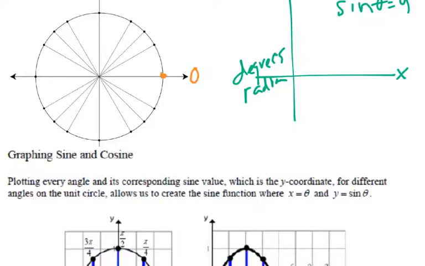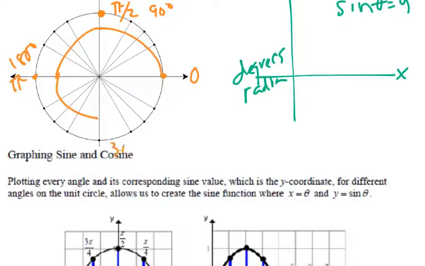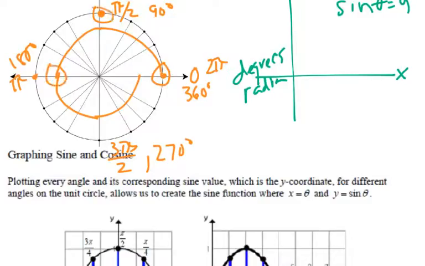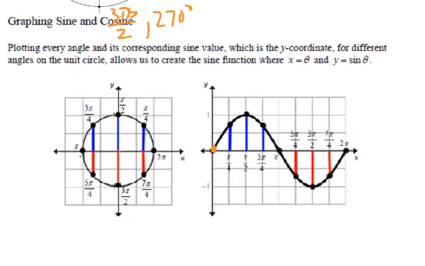So if we start here, this is 0. I go up to the halfway, or I guess a quarter of the way. That's like 90 degrees, or pi over 2. We go half a circle, that's 180, or pi. Down 3/4, that's 3 pi over 2, or 270 degrees. And then back to 360, or 2 pi. So 1, 2, 3, 4, 5. Those are the 5 main points you want to use when you're graphing.